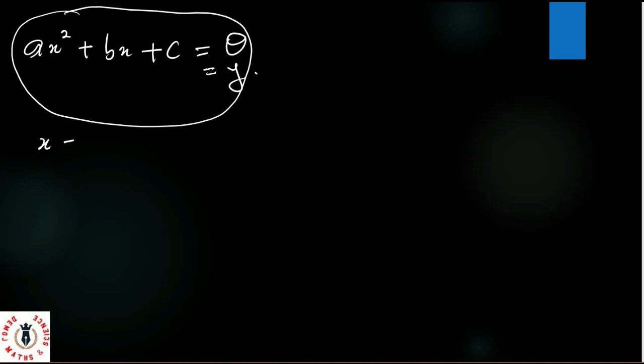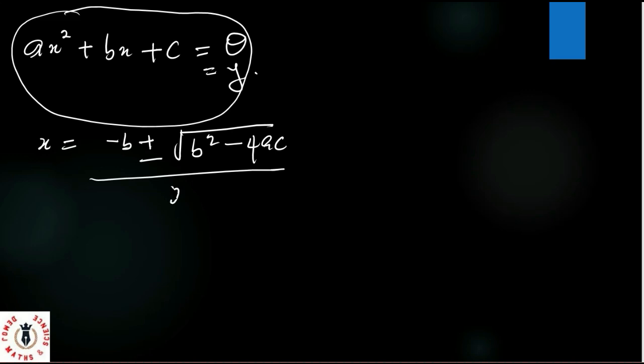The formula says that x will be given as minus b plus or minus the square root of b squared minus 4ac, over 2a. I've done a video where I explained how to derive the formula. I'll place a link to that video in the description below. Now, one unique thing you must observe in this formula is that this part, b squared minus 4ac, is referred to as the discriminant.